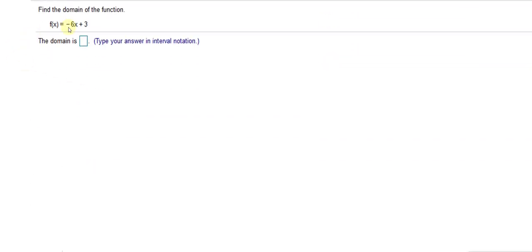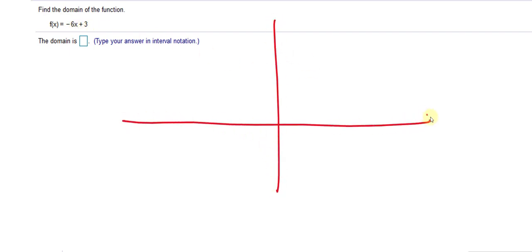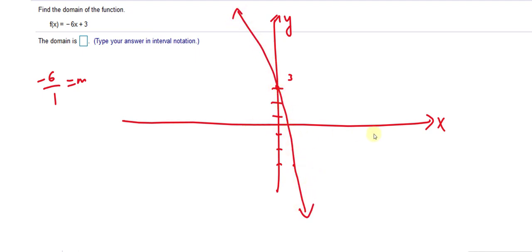Find the domain of the function. This is a linear function, right? Linear equation. If I graph it on the xy plane, the 3 is the y-intercept, and minus 6 over 1 is the slope. So from here you go down 6 units, 1, 2, 3, 4, 5, 6, go to the right by 1, and then make the line. So the domain should be everything, minus infinity up to infinity. So for any linear equation, the domain is everything, because every value of x makes the function defined.